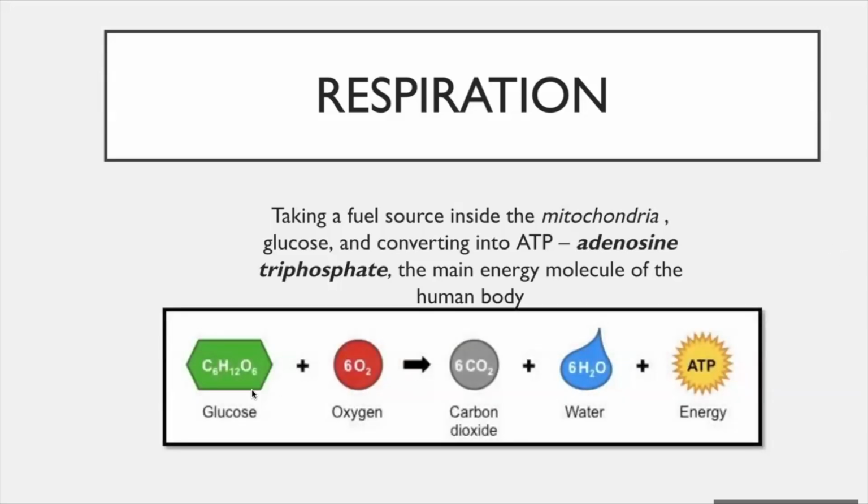This is the equation for it down here. So we have glucose, which is C6H12O6, added to oxygen, 6O2. Yields, arrow means yields, 6CO2, which is carbon dioxide, plus 6H2O, known as water, plus ATP energy, right? And this is the balanced equation for cellular respiration.